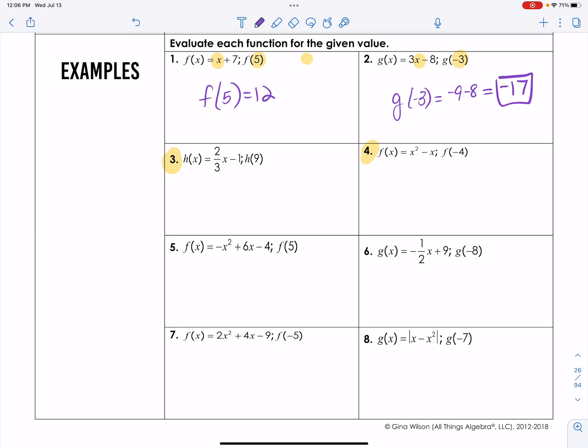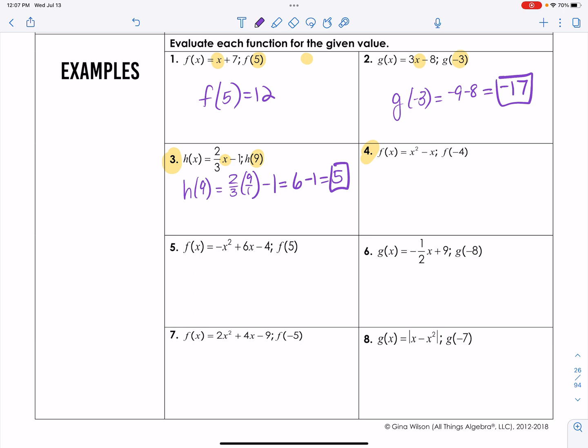All right, so on this one, I'm putting 9 in here. So h of 9 equals 2/3 times 9 minus 1. Well, 2/3, so that's 9 over 1, that's 18/3. So that's 6 minus 1, so my answer is 5, right?